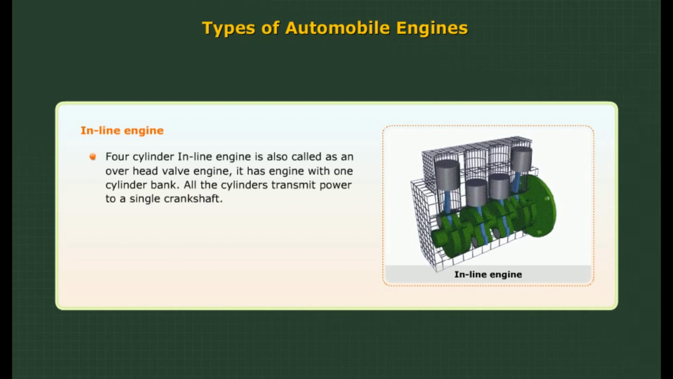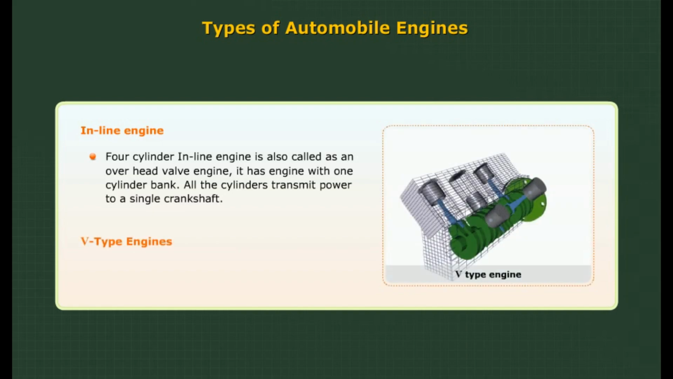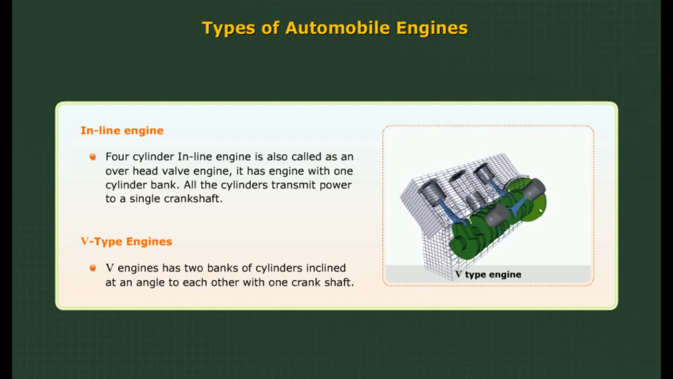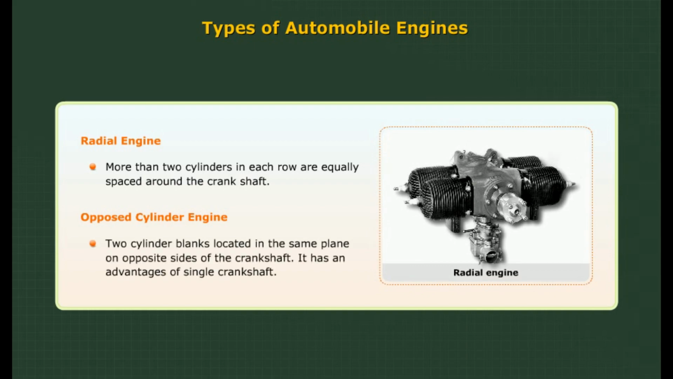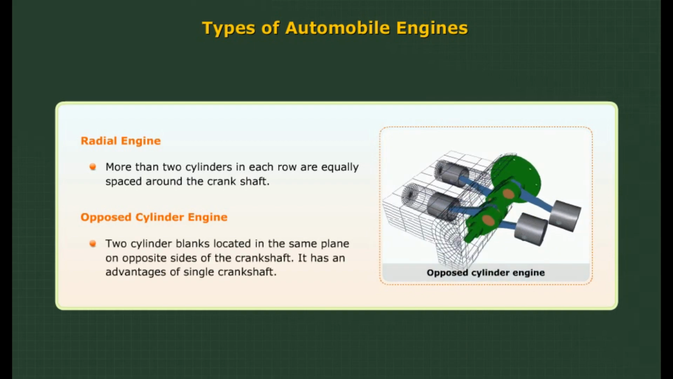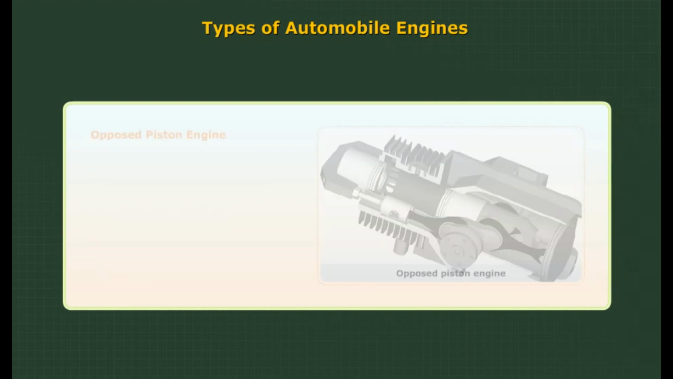Inline engine. Four-cylinder inline engine is also called as an overhead valve engine. It has engine with one cylinder bank. All the cylinders transmit power to a single crankshaft. V-type engines. V engines have two banks of cylinders inclined at an angle to each other with one crankshaft. Radial engine. More than two cylinders in each row are equally spaced around the crankshaft. Opposed cylinder engine. Two cylinder banks located in the same plane on opposite sides of the crankshaft. It has advantages of single crankshaft.